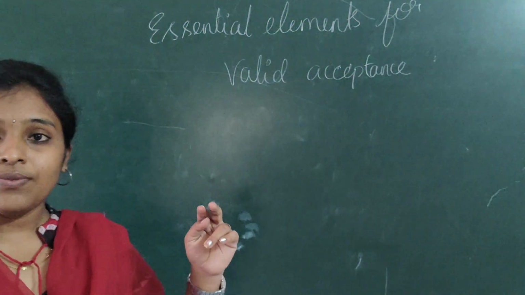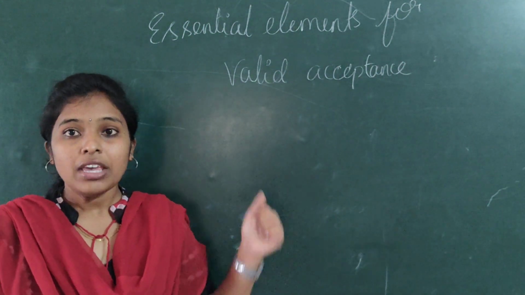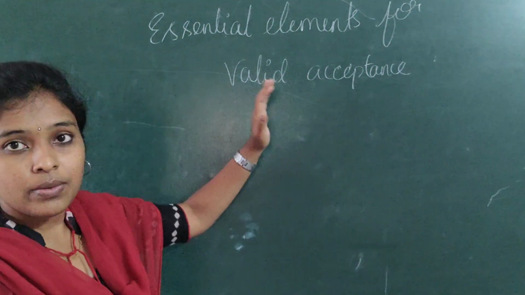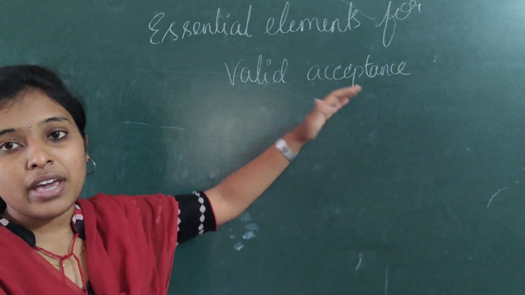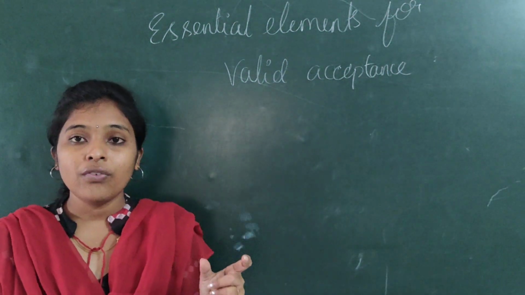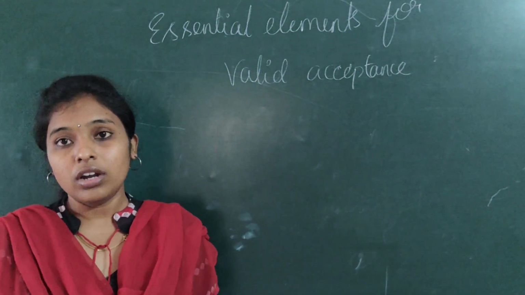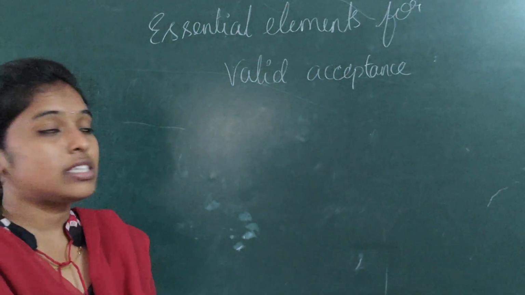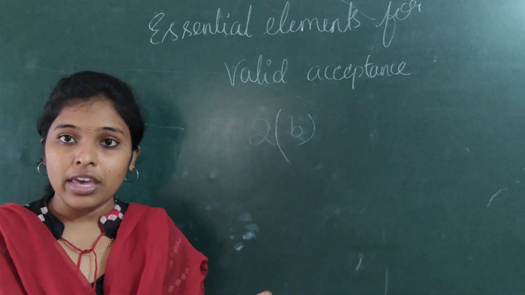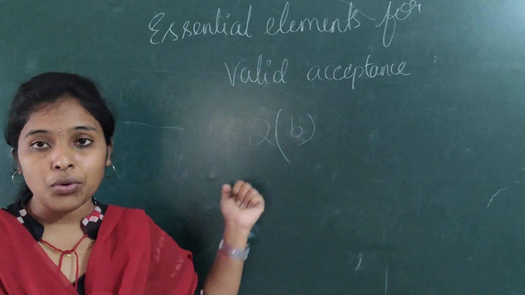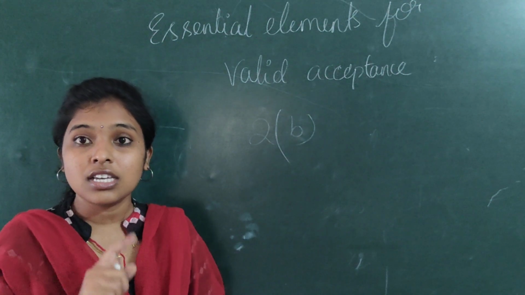In the previous class we discussed the essential elements for a valid offer. In this class we are going to discuss the essential elements for a valid acceptance. Acceptance means the offeree's willingness to be bound by the terms of the offer, according to Section 2(b). The offer section is 2(a) and the acceptance section is 2(b). The contract section is 2(h) and the agreement section is 2(e).